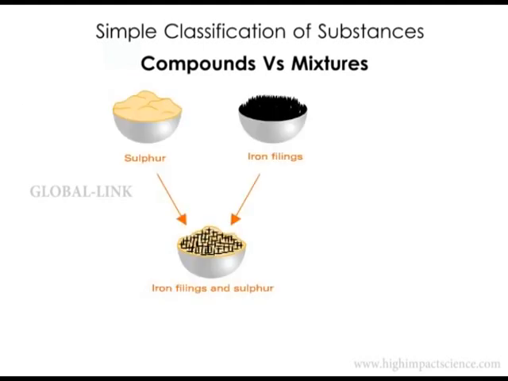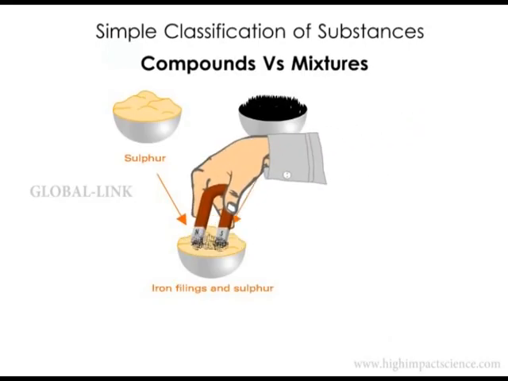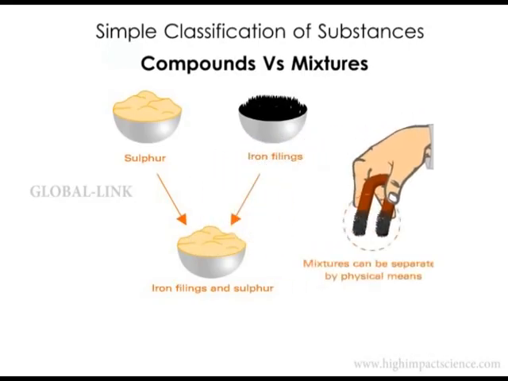Consider sulfur powder and iron filings. When we mix them, each retains its physical and chemical properties. The sulfur in the mixture is still a yellow powder, and the iron filings are still dark gray. If you drag a magnet over the mixture, it will attract the iron filings, meaning they still remained magnetic in nature, even in the mixture.